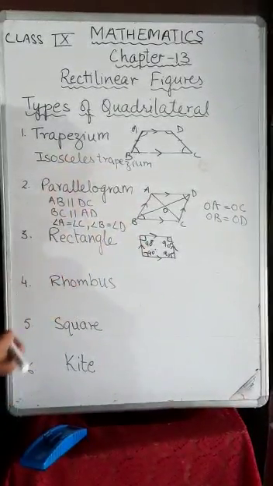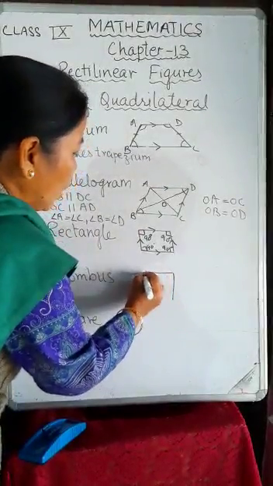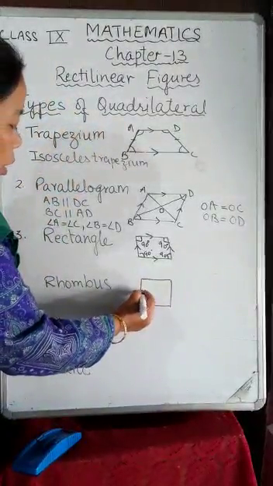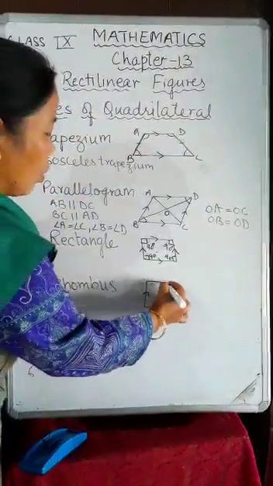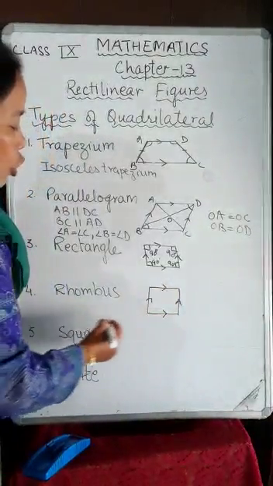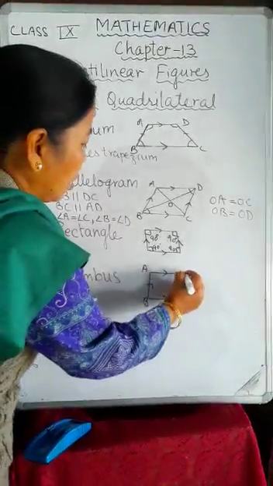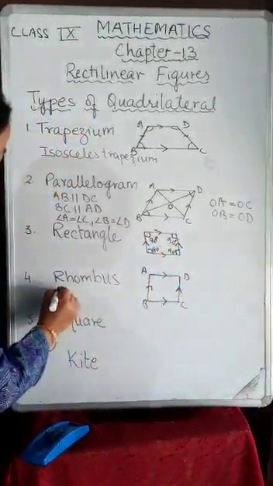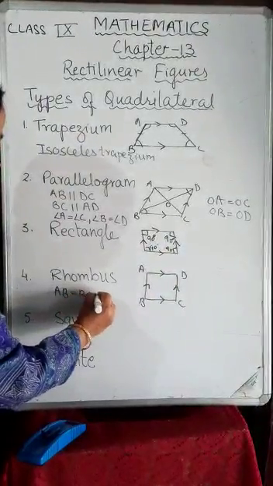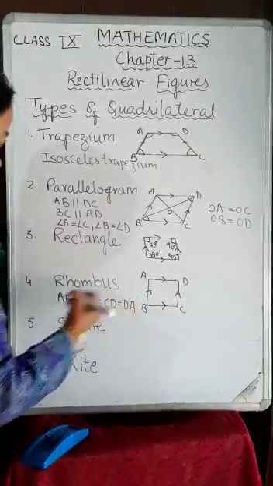Now comes the rhombus. A rhombus is a four-sided figure in which all four sides are equal, and it is also a parallelogram because its opposite sides are parallel to each other. Here A, B, C, D are the vertices. Here all four sides are equal. AB equals BC equals CD equals DA.